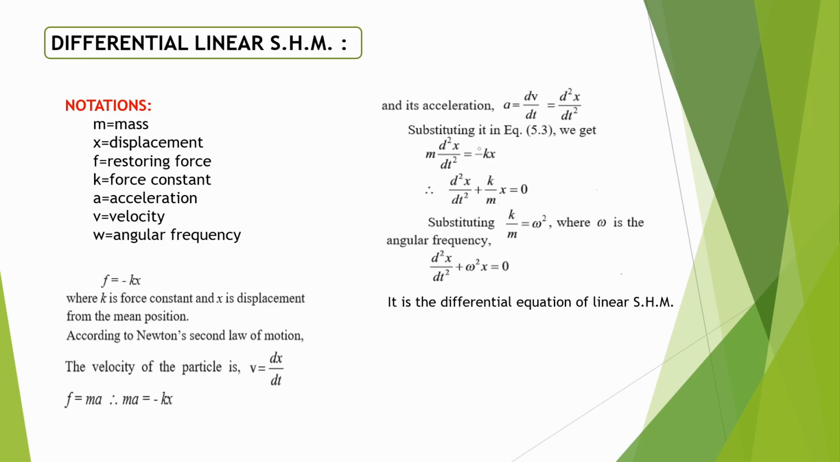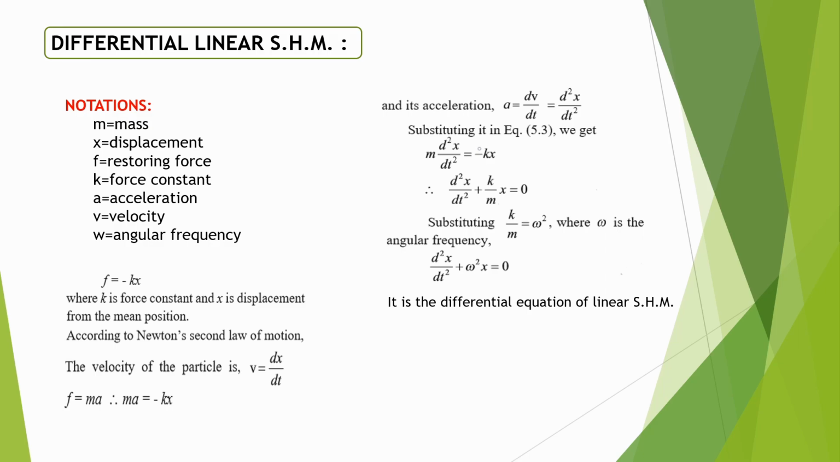So you know that in linear SHM the force is directly proportional to displacement, and they are in opposite directions. So we can write the equation F equal to minus kx, where k is the force constant and x is the displacement from the mean position. According to Newton's second law of motion, force is equal to mass into acceleration. So ma is equal to minus kx.